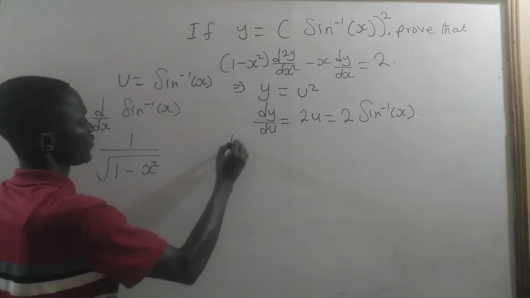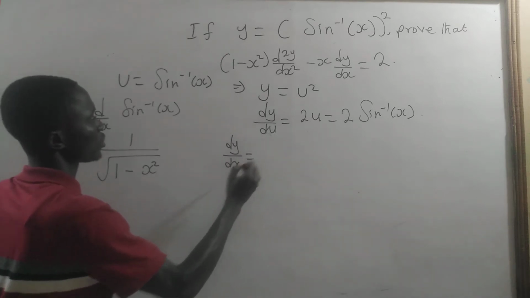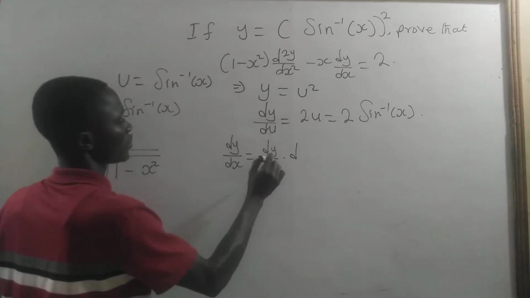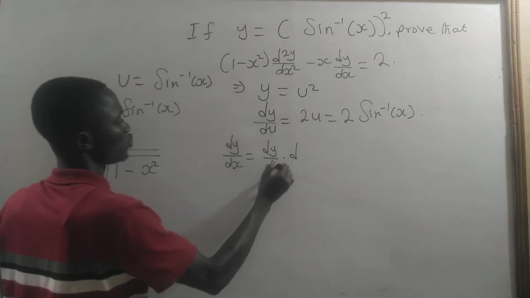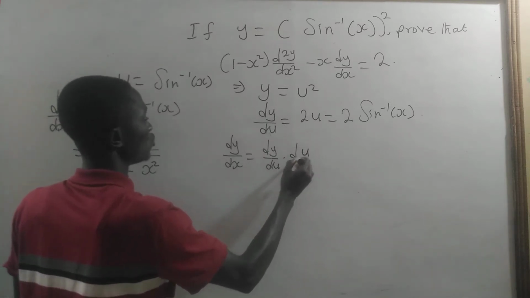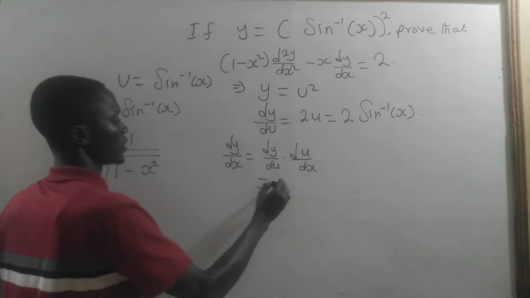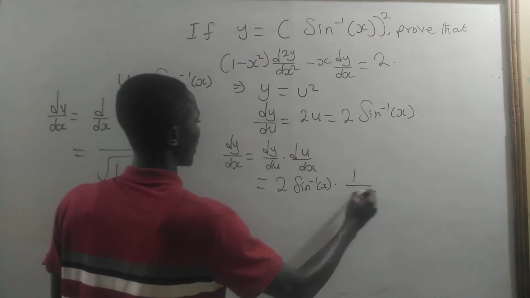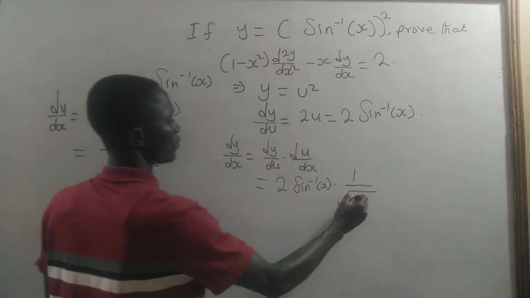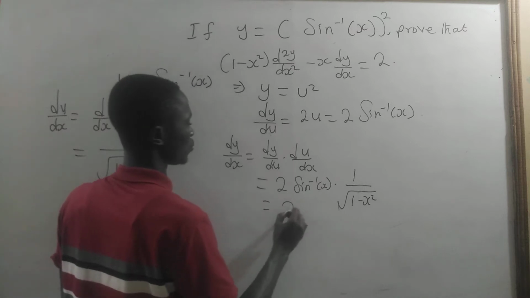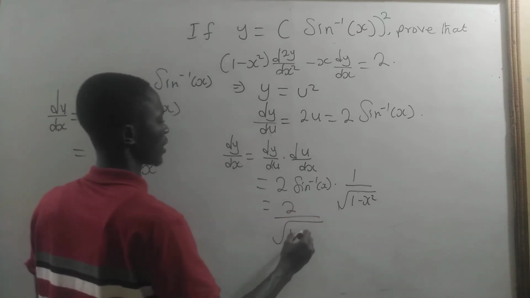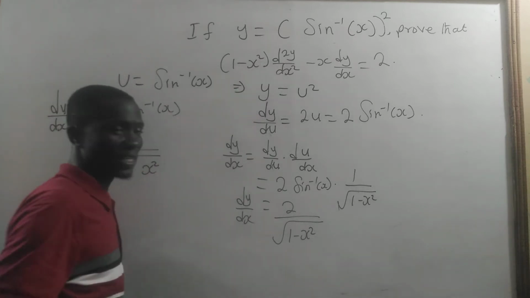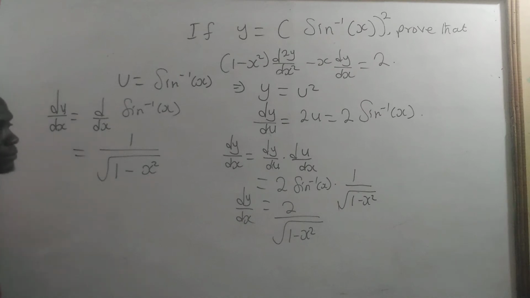Now, the derivative of y with respect to x is equal to the derivative of y with respect to u times the derivative of u with respect to x, which is 2 times the inverse sine of x times 1 divided by square root of 1 minus x squared. And that is 2 times the inverse sine of x divided by square root of 1 minus x squared as dy/dx. But here we have the second derivative, so let's do the second derivative.